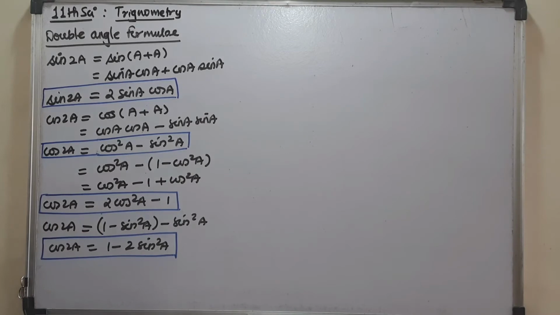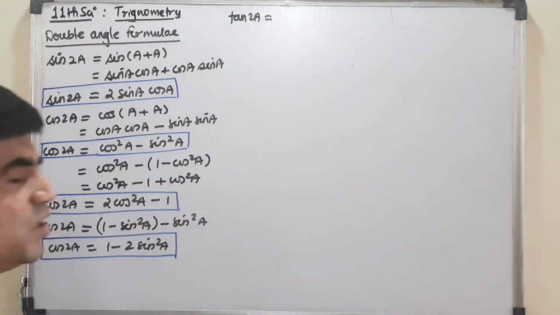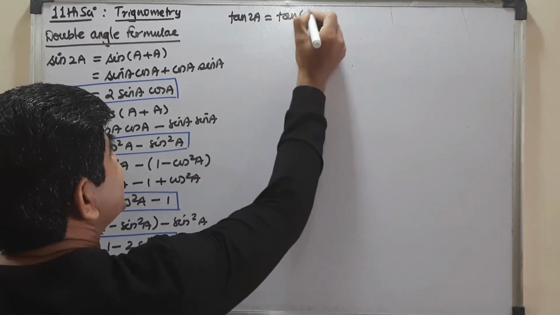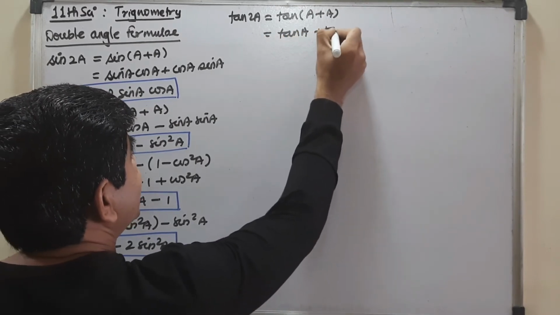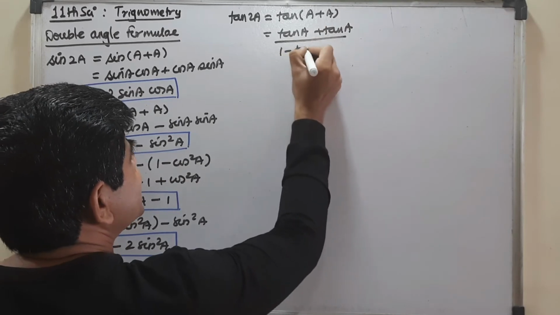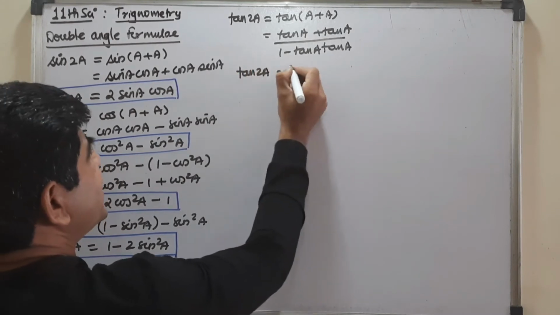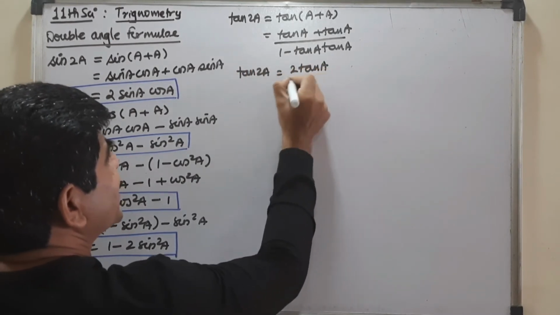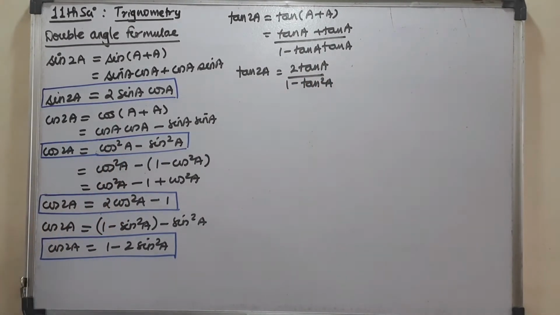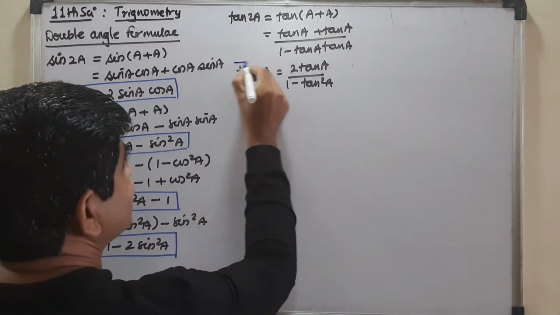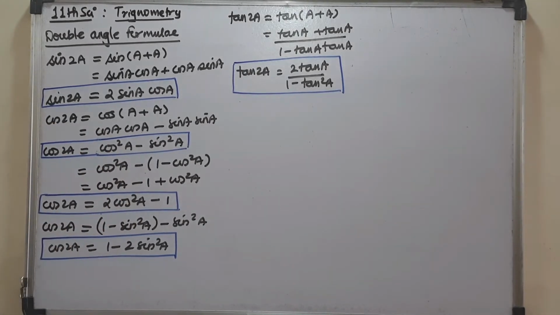So now what if I want the formula of tan 2A? Tan 2A, same technique, tan A plus A, for which I already have the formula, that is tan A plus tan B upon 1 minus tan A tan B. So what I get here? Tan 2A is equal to 2 tan A upon 1 minus tan square A. This formula is also remembered as 2t upon 1 minus t square. Okay, this I got for tan 2A, right?